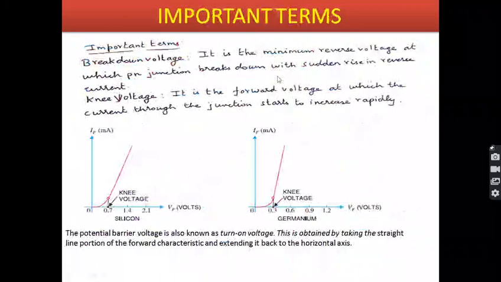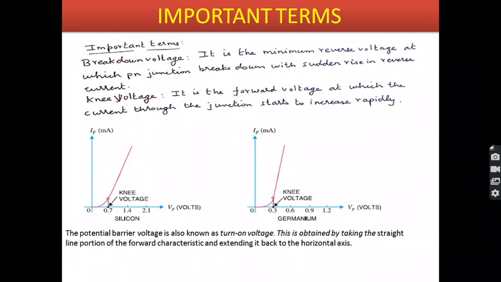Now let us discuss some very important terms. Breakdown voltage. It is the minimum reverse voltage with which the PN junction breaks down with a sudden rise in reverse current. As I told you earlier, this reverse current should be kept under check because this reverse current, due to the flow of minority carriers, will also increase the junction temperature. And we have already seen this has a negative coefficient of resistance.